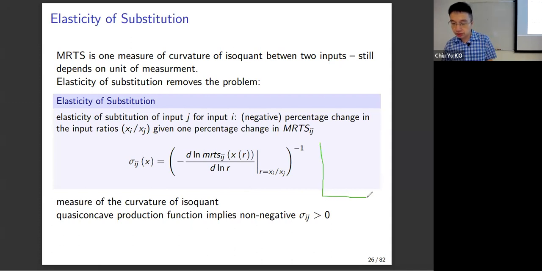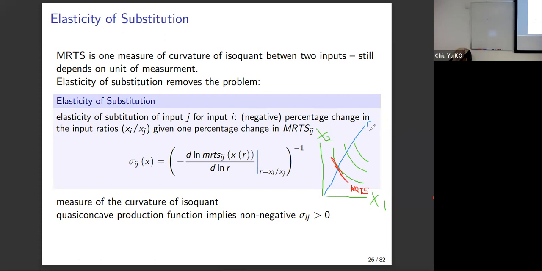I'll draw a graph and then we should end here. Suppose we have good one and good two, and the isoquant is here. You remember this is the MRTS. Sorry, I can't really use the pen for some reason, so I use the mouse, and it's not going to look nice. Look at the ratio: this is R. What it's asking is, if you make some change in this ratio, how does the MRTS change? Let me repeat. If you make a 1% change in R, how does the MRTS change?